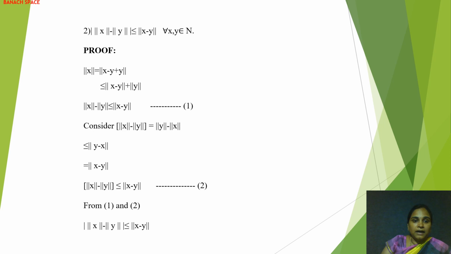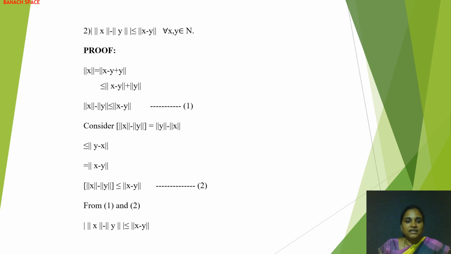The second remark: the modulus of norm x minus norm y is less than or equal to norm x minus y, for every x comma y belonging to capital N. Norm x is equal to norm of x minus y plus y. That means we are adding and subtracting y inside the norm. So this is less than or equal to norm of x minus y plus norm y. Taking norm y to the other side, norm x minus norm y is less than or equal to norm x minus y, which is equation number 1.